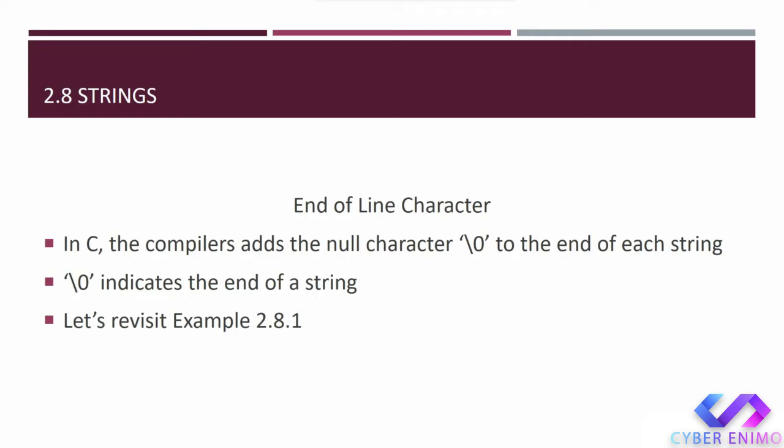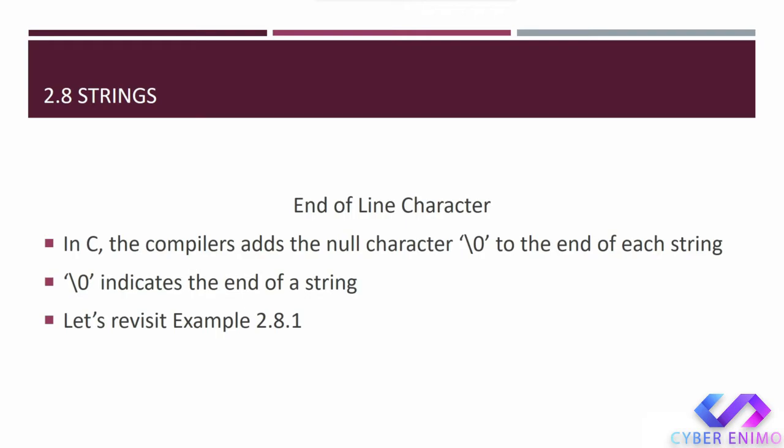And the last thing I want to talk about for this video is the end of line character. The C compiler adds a null character to the end of each string. It does that to indicate that we have come to the end of that string. The null character is represented by the \0.